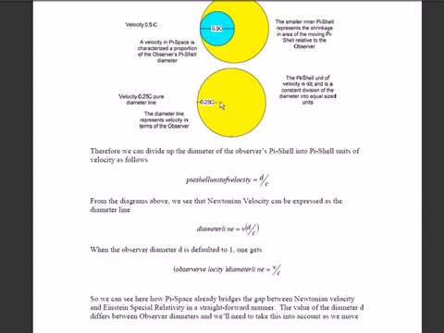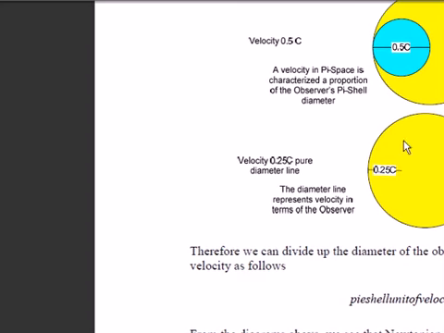So you could have a smaller pi shell, and 25% of that would be smaller than 25% of the other pi shell, and then you get into relativity. But the point is, in real simple terms, it's a sphere represented as a circle here, and the velocity is the diameter line. That's it. That's all you need to know. Right? Now, gravity, right, and energy.